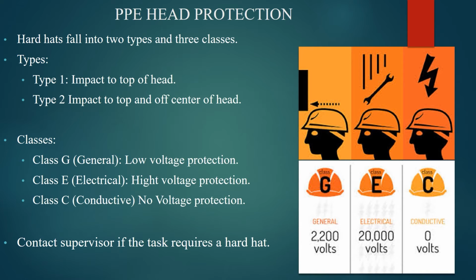off-center of the head. Class G, or General, is intended for low voltage protection. Class E, or Electrical, is intended for high voltage protection. And Class C, or Conductive, has no voltage protection. If the task or job you are performing requires a hard hat, you need to contact your supervisor. The next 3 slides will go into more detail regarding the hard hat classes.